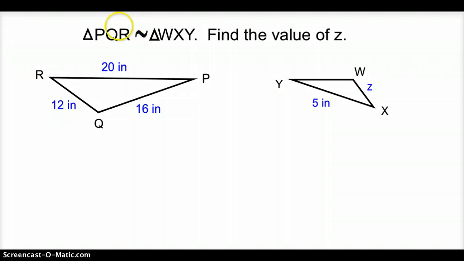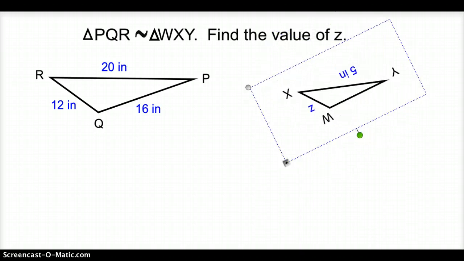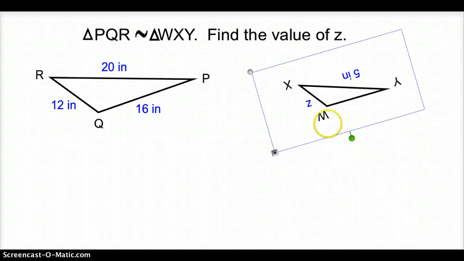Now we have triangle PQR is similar to triangle WXY. We are asked to find the value of Z. So I already know that they are similar, so then I know that the sides should be proportional. So I have to find the value of Z. Well, the very first thing I have to do is see what sides correspond with what. So I'm going to turn my triangle upside down, and I know my letters and my numbers are upside down, but it just gives us a better feel for it.